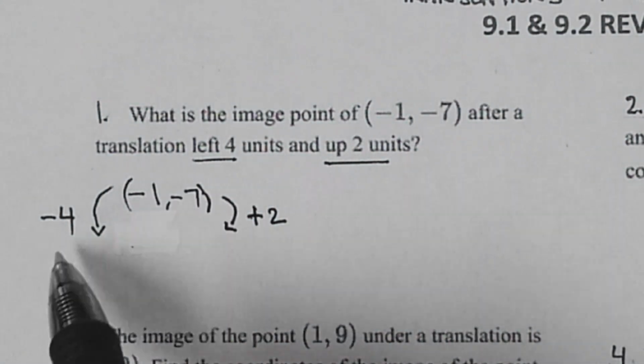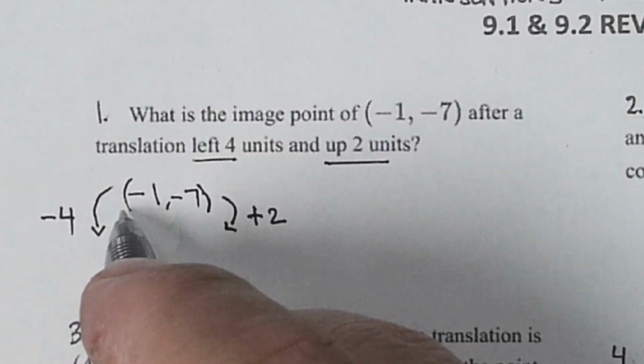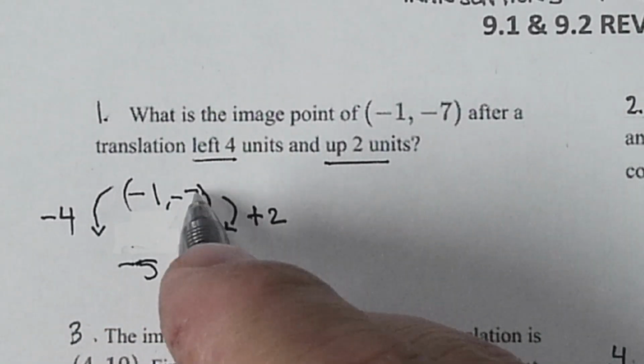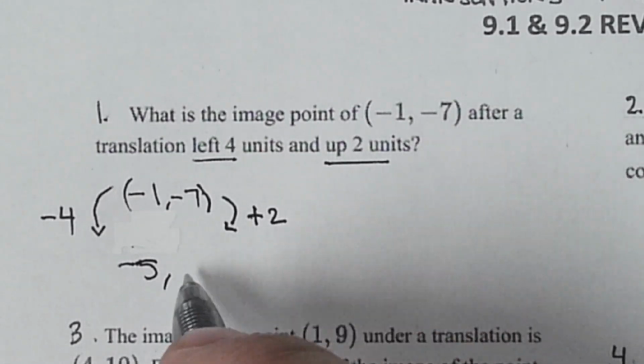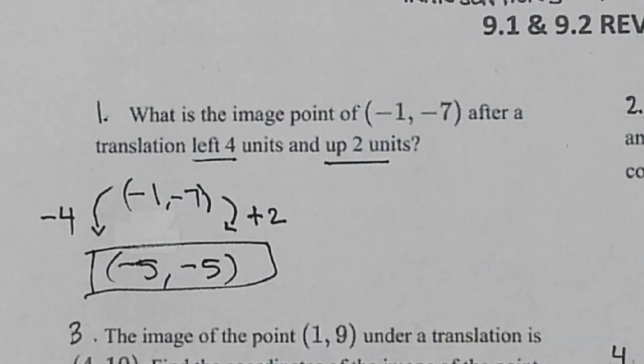So this is my original point. I'm moving left 4 the x and the y up 2. -1 minus 4 is -5, and then -7 plus 2 is -5 as well. So there's my new location of my point.